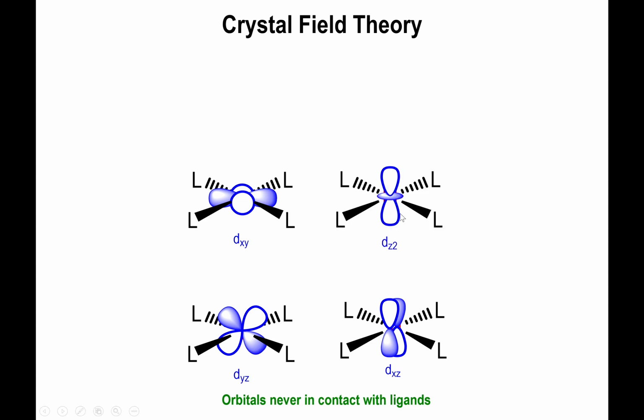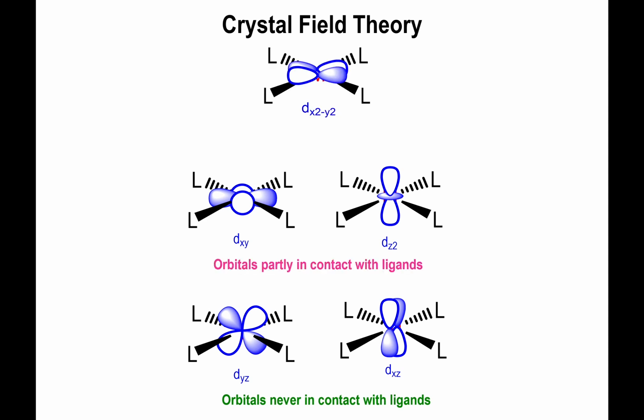The dz square, here you can see clearly that yes, all 4 of those ligands are interacting with the donut segment of the dz square orbital, so there is a direct contact with the lobes, making it higher in energy. And the dx square minus y square is by far the worst out of all of them, because each one of the lobes of that orbital are in direct contact with all 4 of the ligands found in the square planar shape.